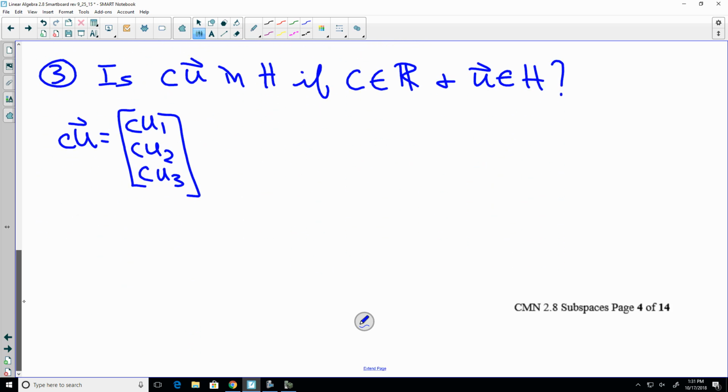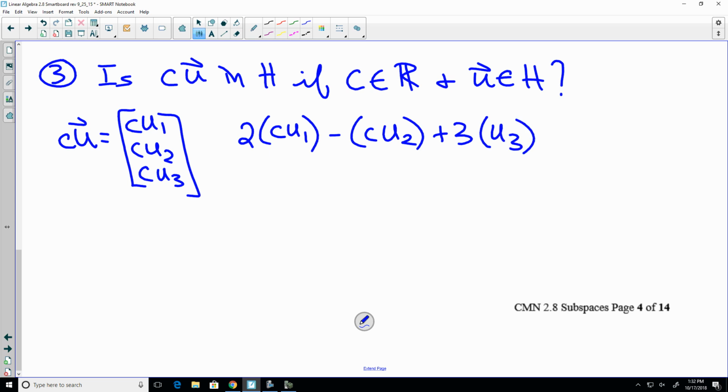So the way I'm going to check to see if C times U is in H is I'm going to plug C times U into the equation. And I'm going to show that it's equal to 0. If it's not equal to 0, then it's not. If it is equal to 0, then it is. It satisfies the equation. Right? So 2 times the first component, minus the second component, plus 3 times the third component. Whoops, forgot the C. So if this satisfies that equation, then I'm good, right? So I need to show that's equal to 0.